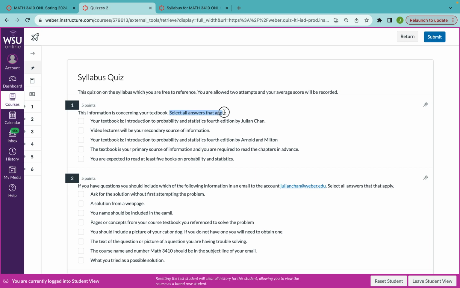So notice that this is a select all that apply. For select all that apply, there can be one correct answer, there can be no correct answers even. They can all be correct answers. There could be 2 correct answers, there could be 3 correct answers. Regardless of how many are correct, if you select one correct answer and one incorrect answer, they can cancel each other out. So only select the correct answers. Only select all answers that apply.